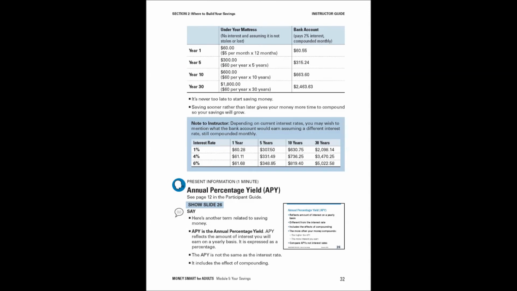And as you can see here on your instructor guide, you have examples from year 1, 5, 10, and year 30. And it's really interesting to show how the money's accumulating under the mattress just based on the contributions, but then the bank account showing the accumulation plus the 2% interest compounding monthly. And again, same thing. If it makes more sense to use different interest rate examples based on current interest rates at the time being offered by banks and credit unions, then please do so that your participants get an idea of what this would look like if they started this now.